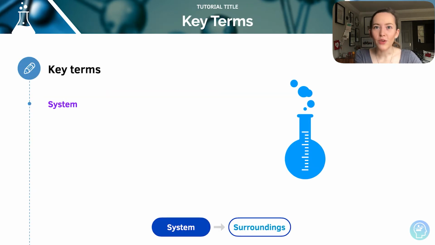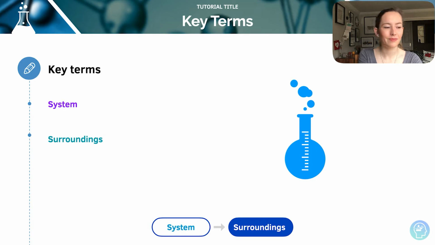Key terms that are quite useful here, of course, the system. So understanding what the system is and understanding what we mean when we say the surroundings, because they're quite vague terms by themselves. When we talk about the system, what we mean is we're referring to the reactants and the products under investigation in that chemical reaction. When we talk about the surroundings, we're thinking about everything else. Anything else that isn't the products and the reactants in that particular reaction under investigation.